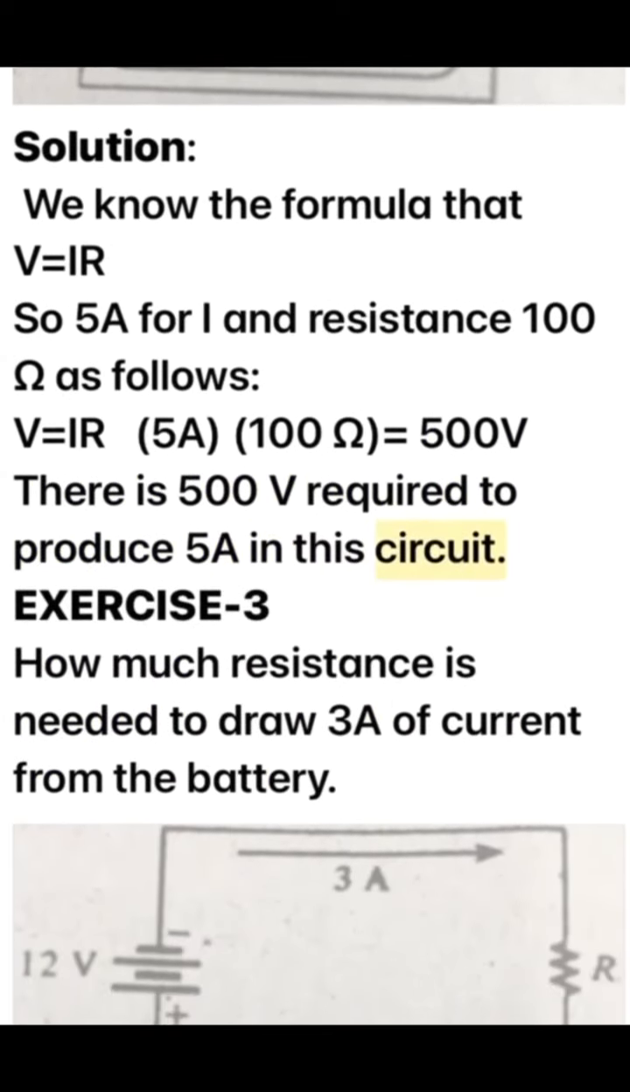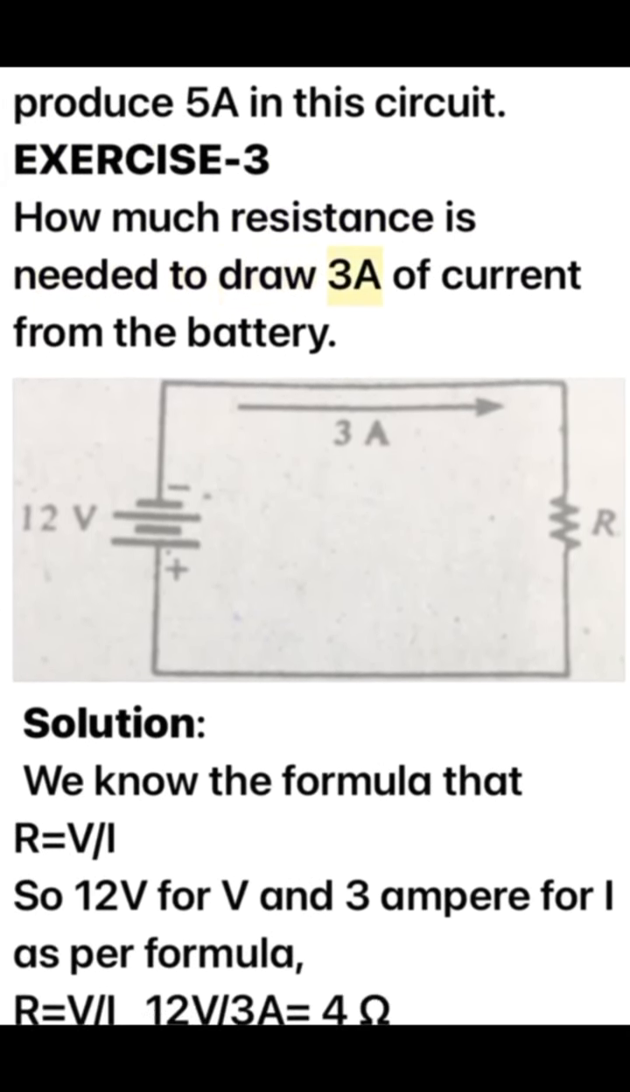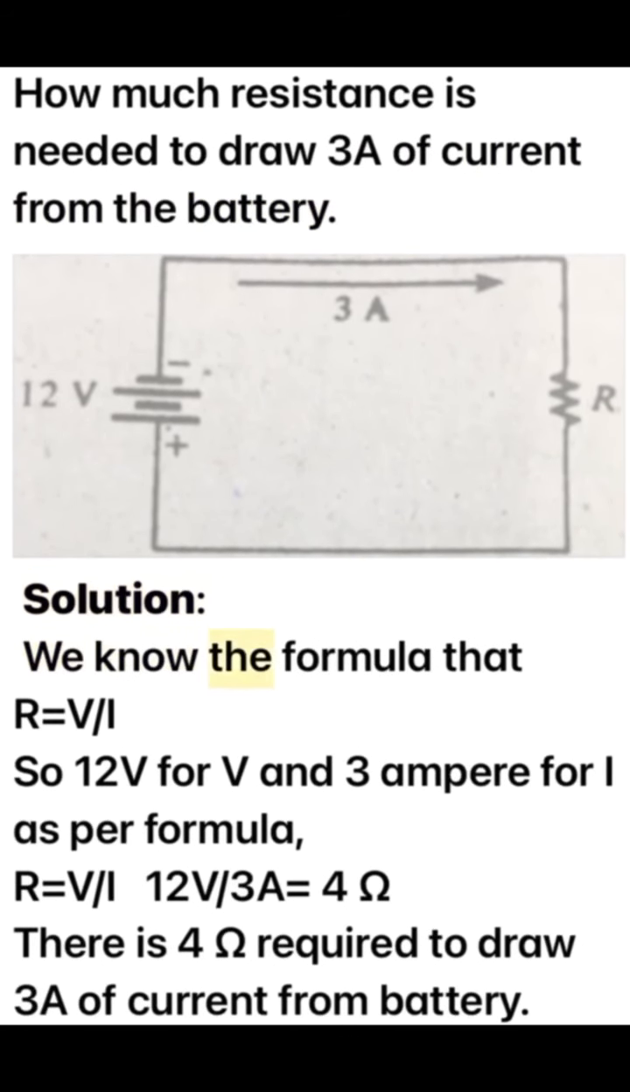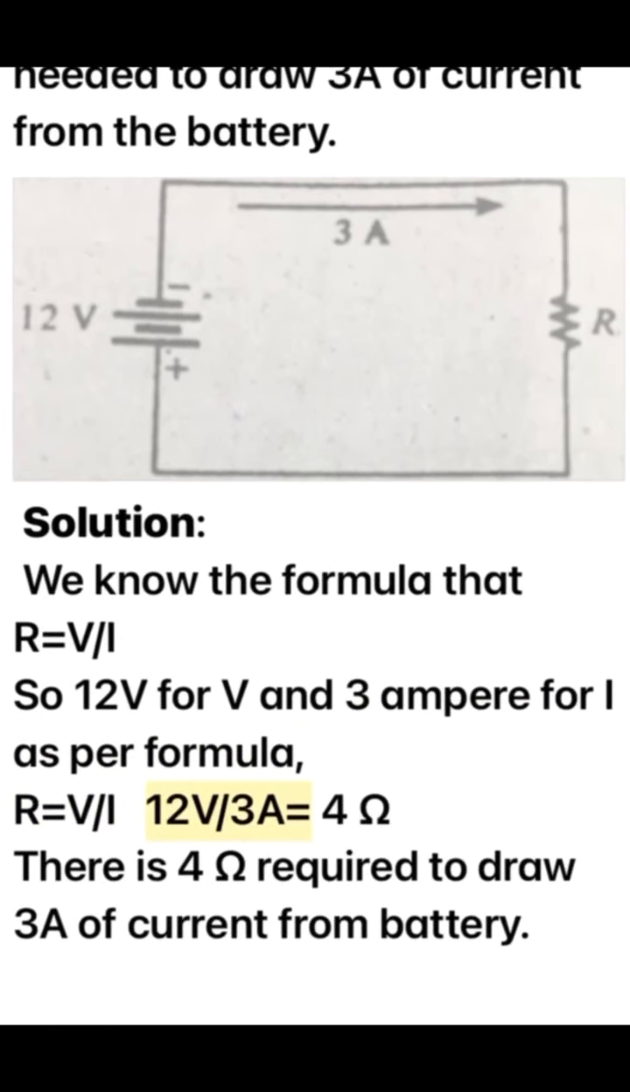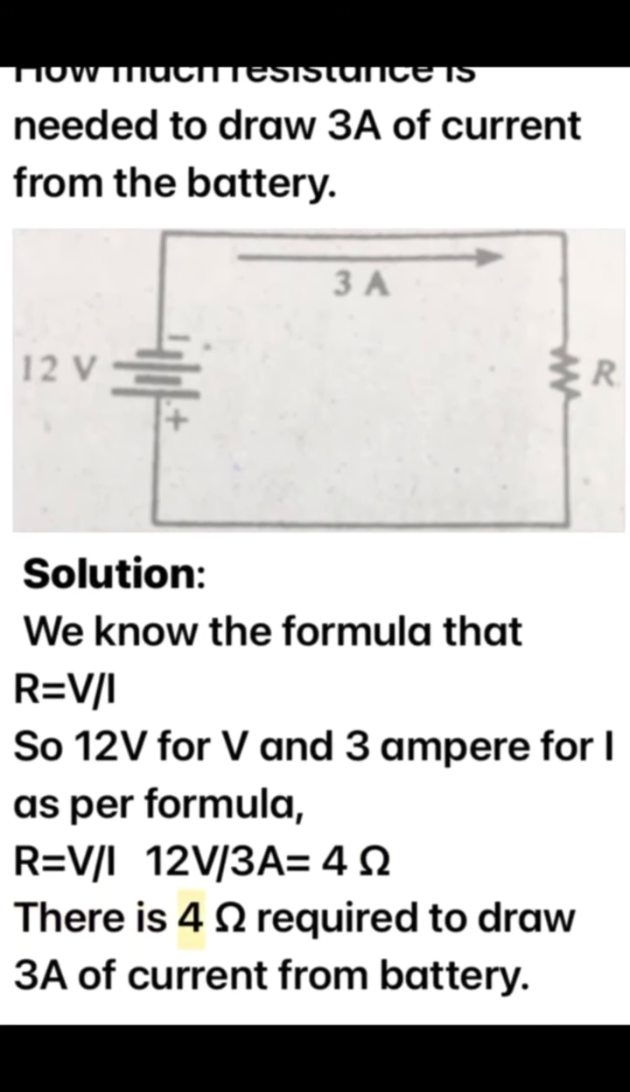Exercise 3. How much resistance is needed to draw 3 A of current from the battery? Solution: We know the formula that R equals V/I, so 12 V for V and 3 amperes for I. As per the formula, R equals V/I, 12 V/3 A equals 4 ohms. There is 4 ohms of resistance required to draw 3 A of current from the battery.